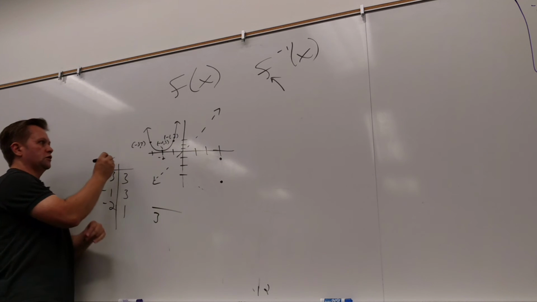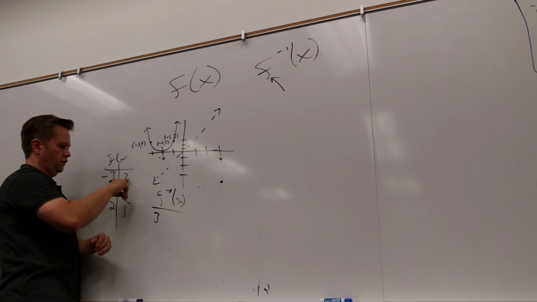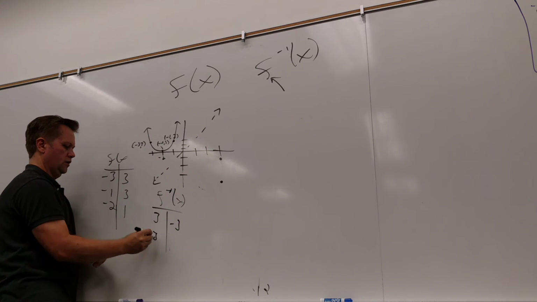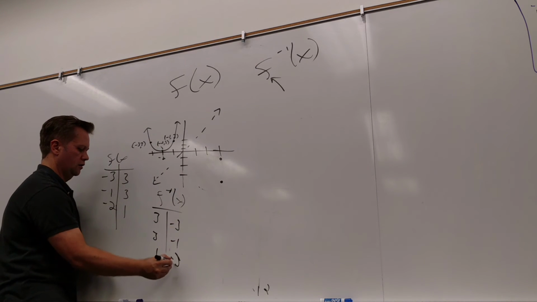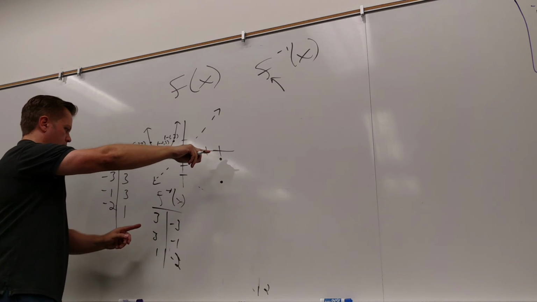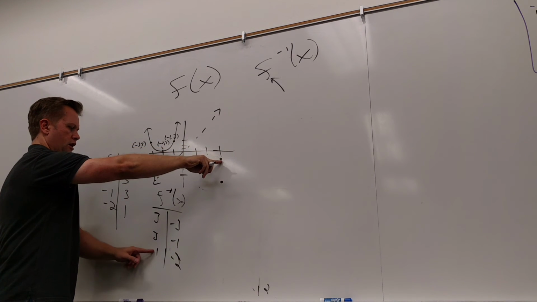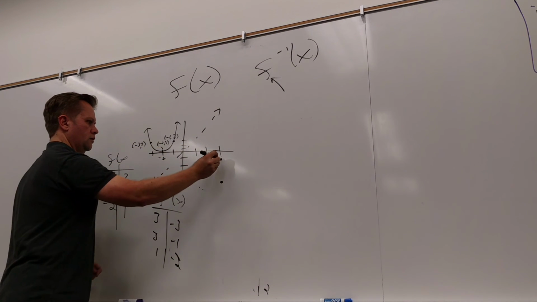So here's the function. What will the inverse have to go through? Flip them. It's easier if you actually show yourself what you're doing. So it has to go through 3, -3, 3, -1, and 1, -2.